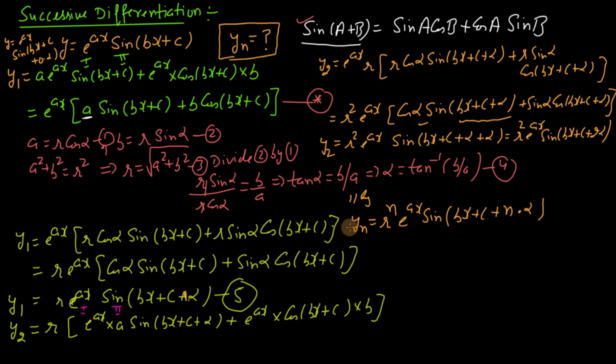So this will be the nth order derivative, and you know the value of r. What is the value of r? It will be r is (a square plus b square) raised to the power 1 by 2. Square root can be written something like that. So I am going to put this value over here.